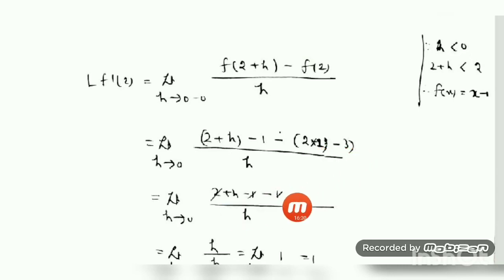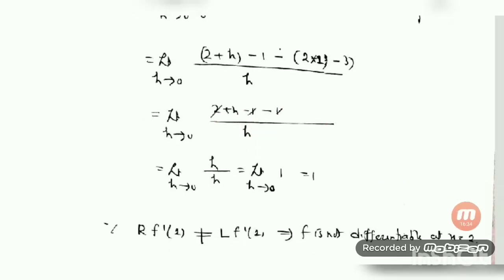Minus 1 plus 1 cancel out. Minus 1 plus 1 minus 2. Minus 2 plus 2 cancel out. h by h is equal to 1.